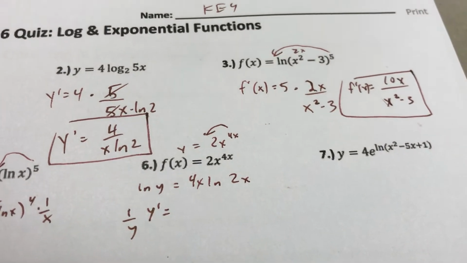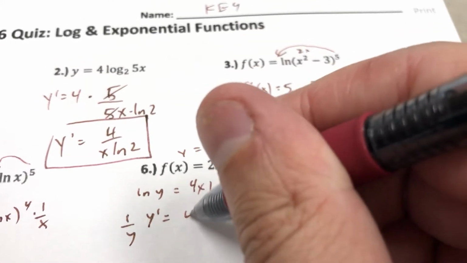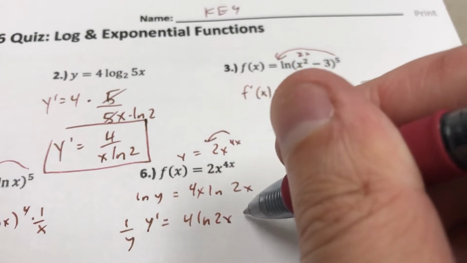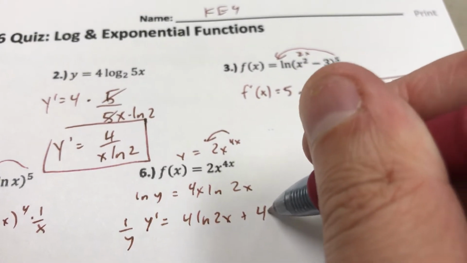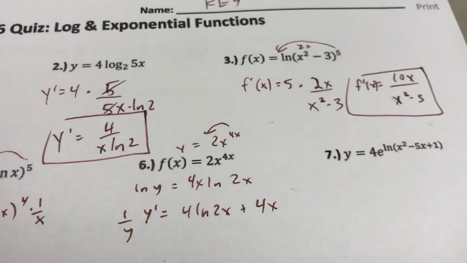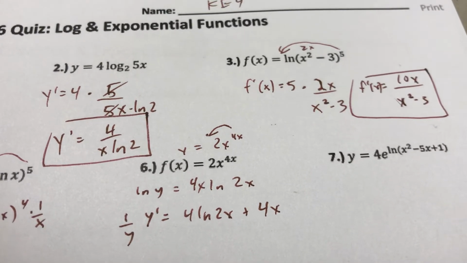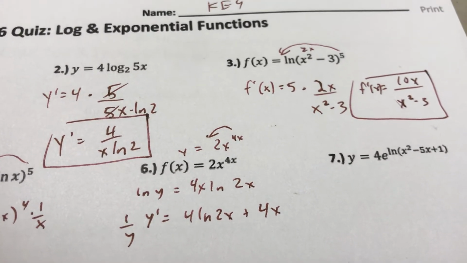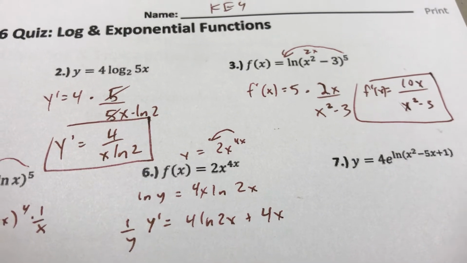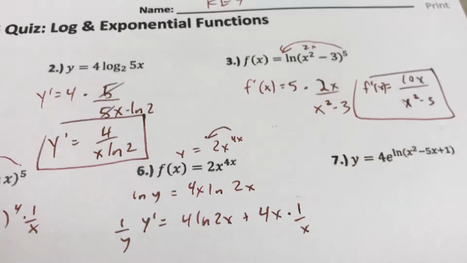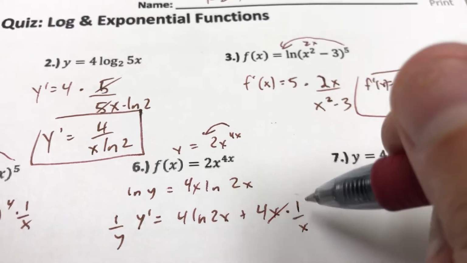The other side, it's a product rule. So it's derivative of the first times the second, plus the first times the derivative of the second. Derivative of ln of 2x is going to be 1 over 2x times 2, which ends up just being 1 over x. So the interesting thing there is that the x's actually cancel.